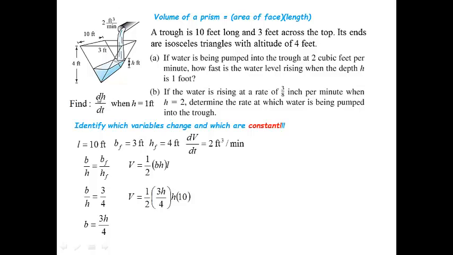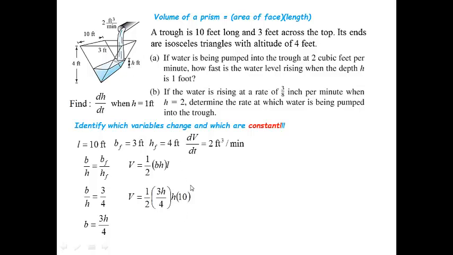I'm looking for dh/dt, and I have the volume. Those are the only variables I have left because L, the length, is a constant, right? The length doesn't change as I'm filling this, so I can put that number in before I take the derivative.